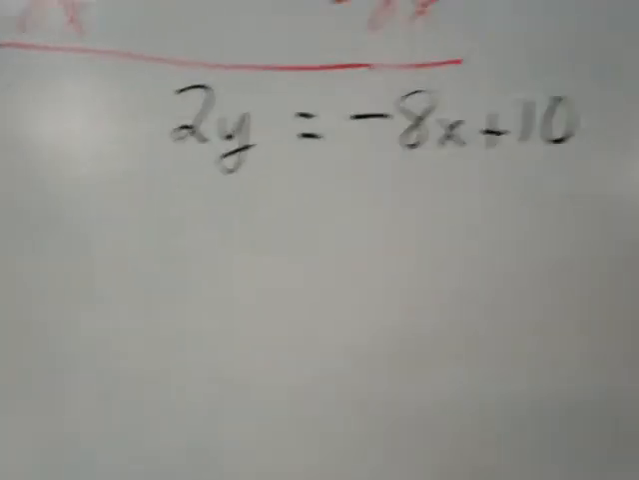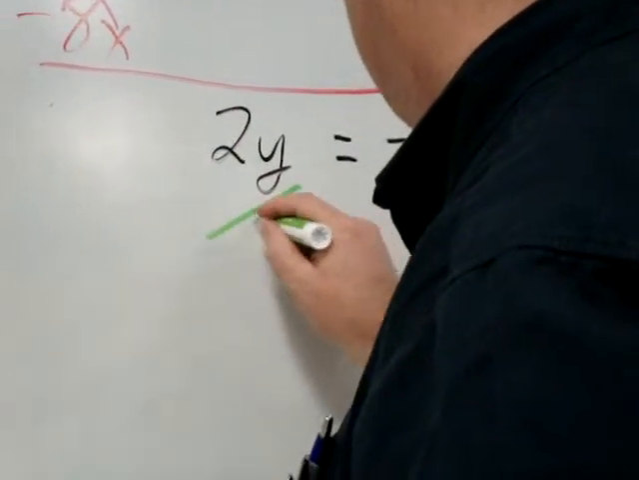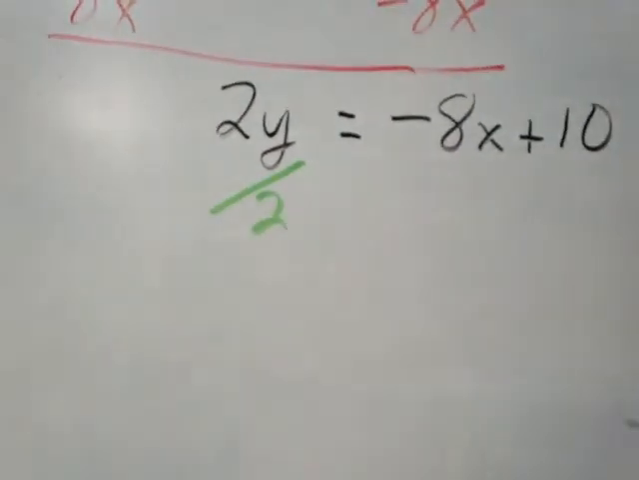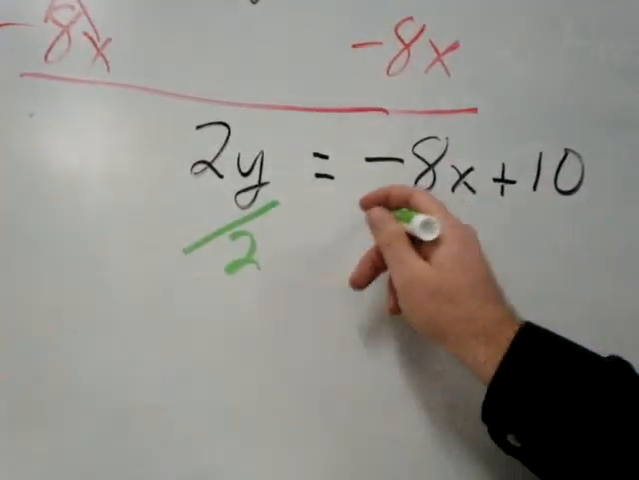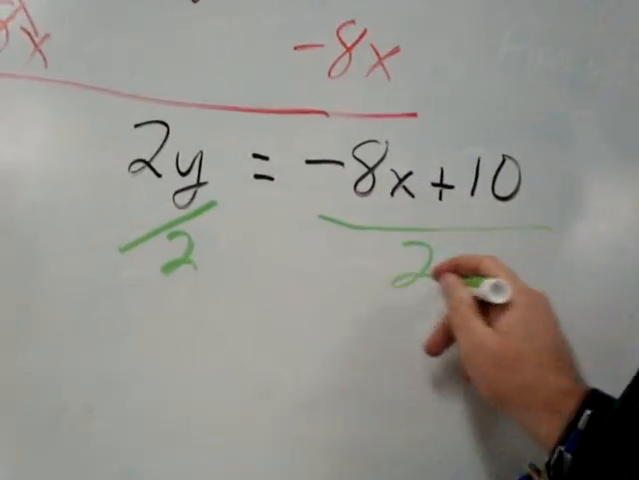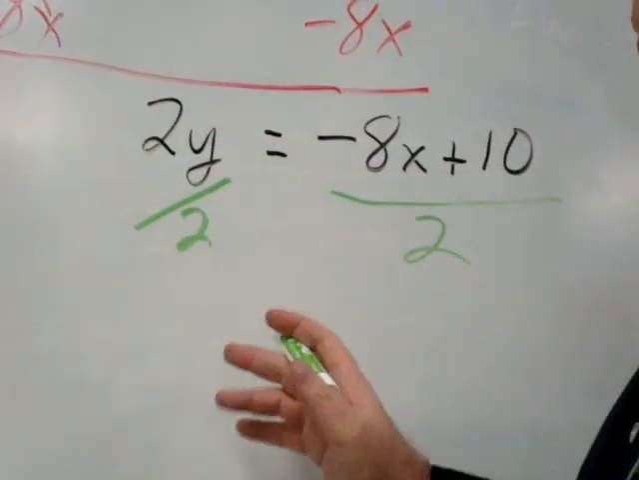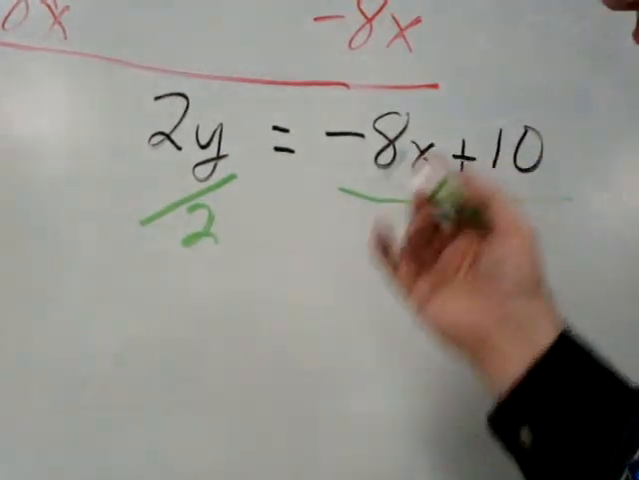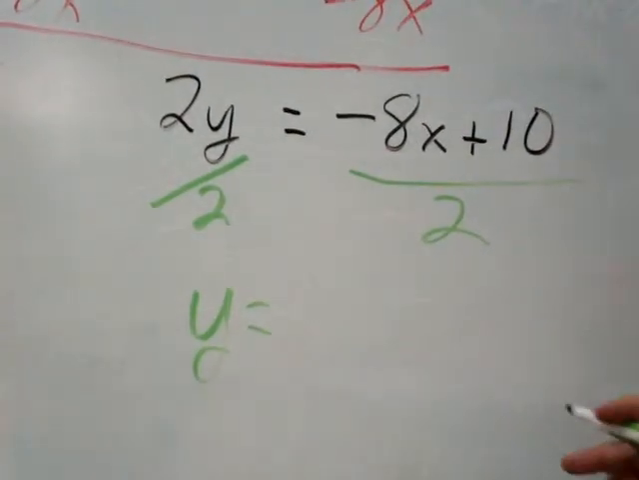The opposite of multiplied by 2 is divide by 2. So I simply divide by 2 on that side. Now since I'm dividing by 2 on the left side of the equation, I'm going to divide by 2 on the right side of the equation. 2 divided by 2 is 1, so 1y, and I can just write that as y. Bring down my equal sign.